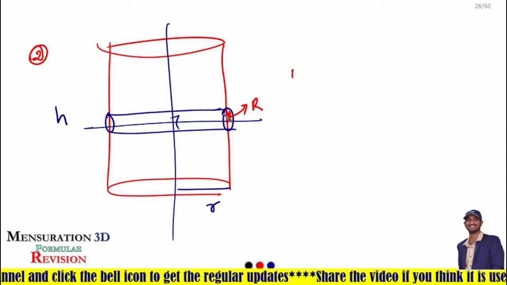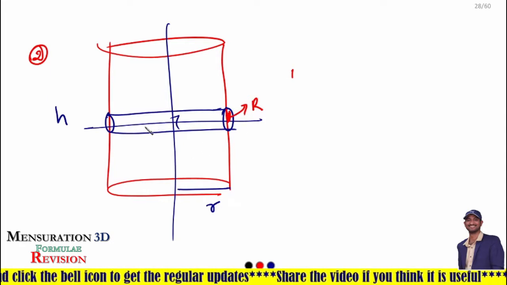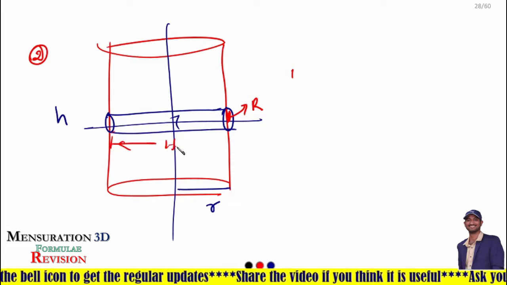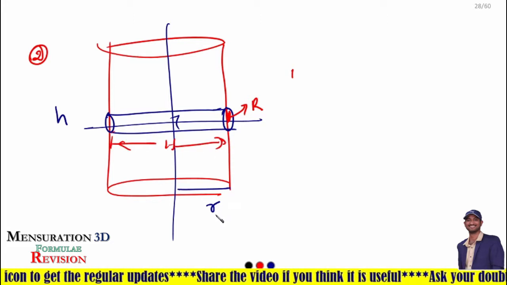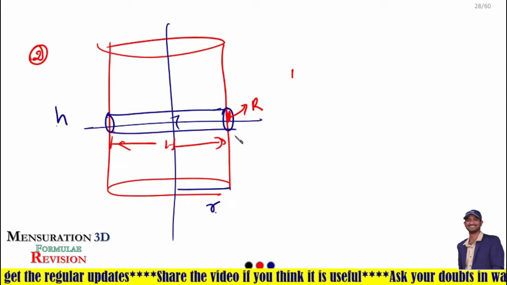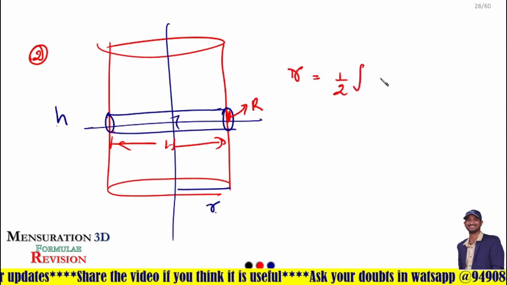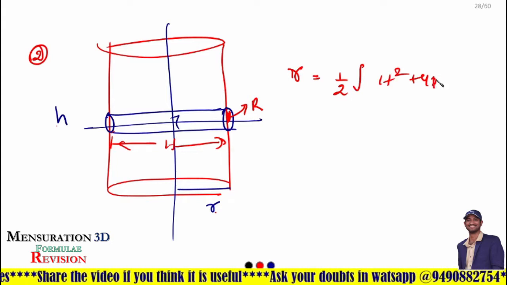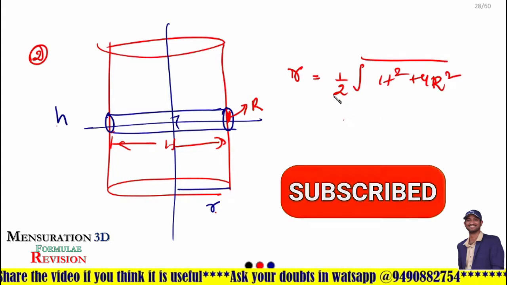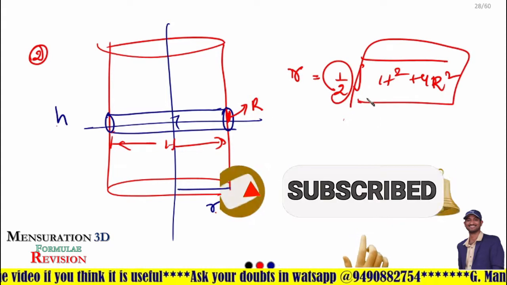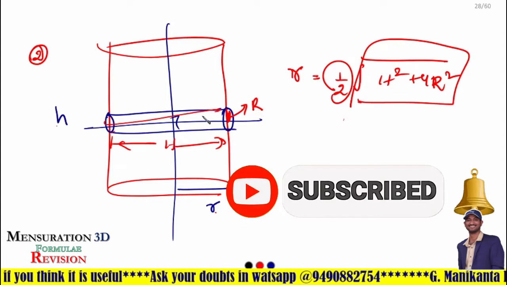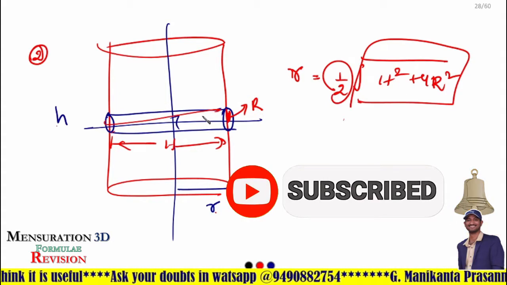The inner cylinder dimensions are capital R and capital H, and the outer cylinder dimensions are small r and small h. Then the outer cylinder radius equals half of the square root of h square plus 4r square. That means half of the diagonal of the inner cylinder. This is also important.